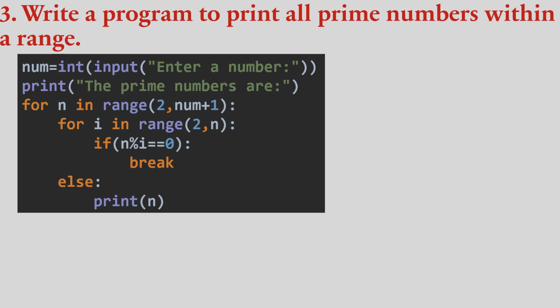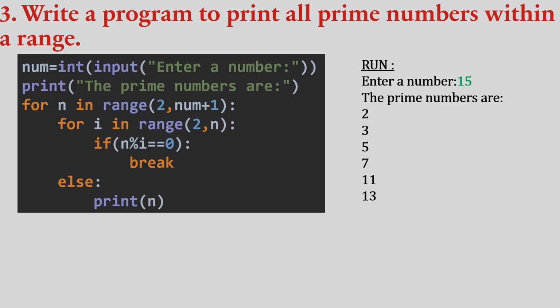So the for loop will be like this: for n in range(2, num + 1), so that this loop will continue from 2 till num. Now for i in range 2 to n, that means for each value of n, it will check whether that is a prime number or not. Now i will range from 2 till that number n. If there is any factor present over there, then it has to break. Otherwise, the else part will print that it is a prime number. That means if it is a prime number, it will be printed or displayed.